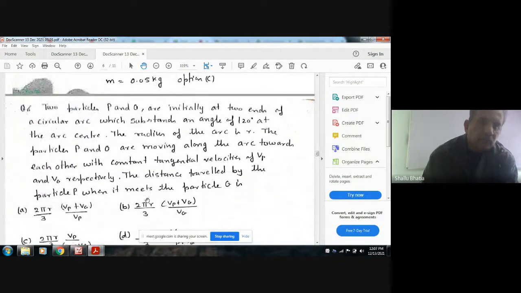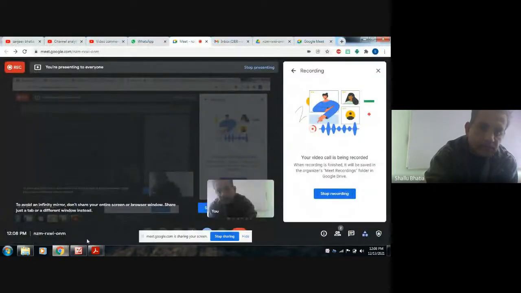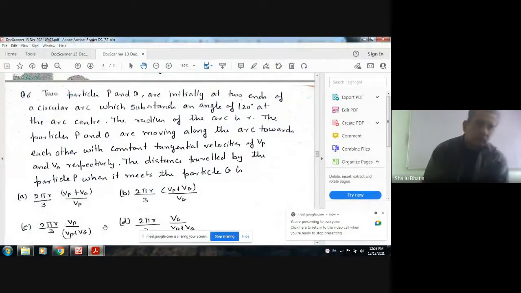Next, two particles P and Q are initially at two ends of a circular arc, which subtends an angle of 120 degrees at the arc center. The radius of the arc is r. The particles P and Q are moving along the arc towards each other with constant tangential velocities of Vp and Vq respectively.